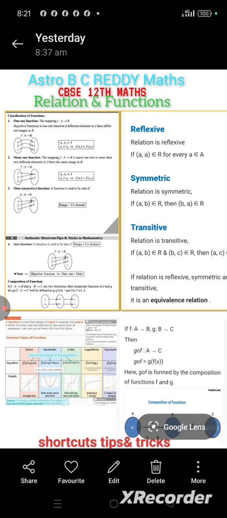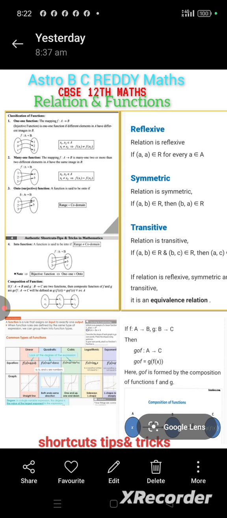Composite function. If f: A tends to B and g: B tends to C are two functions, then the composite function of f and g, or g of f, from A tends to C will be defined as g of f of x equal to g of f of x for every x belongs to A. Here I have given the examples of composite functions.